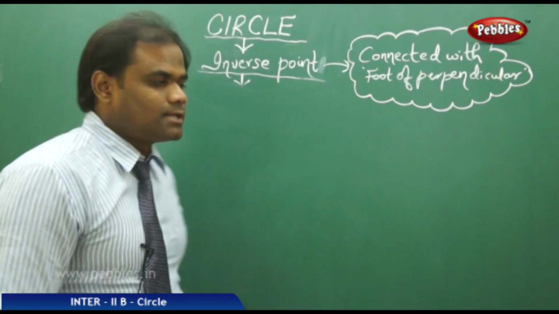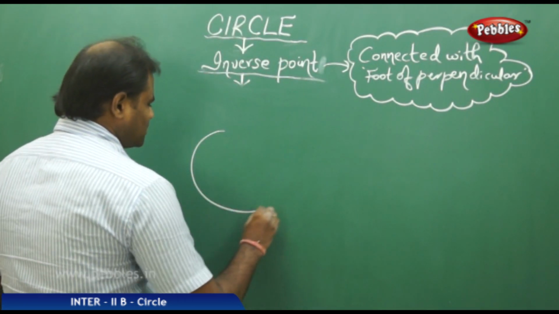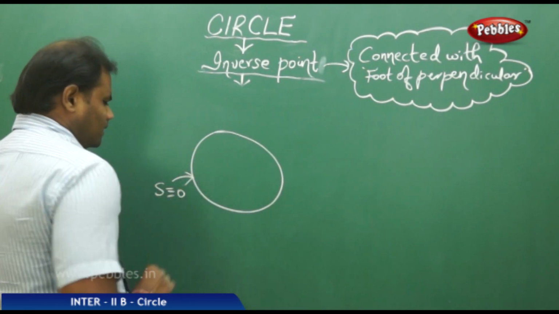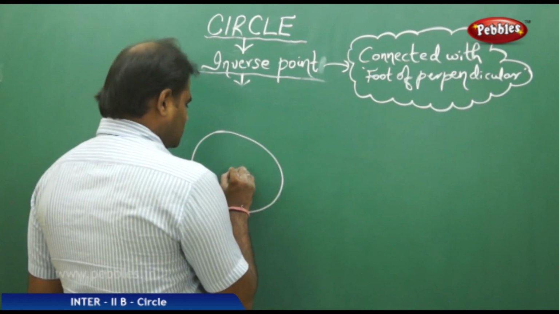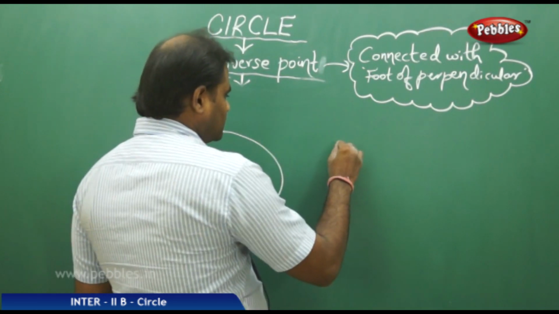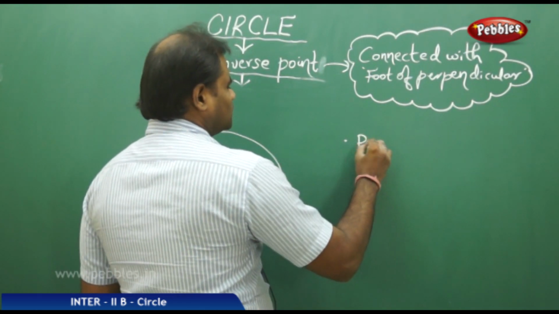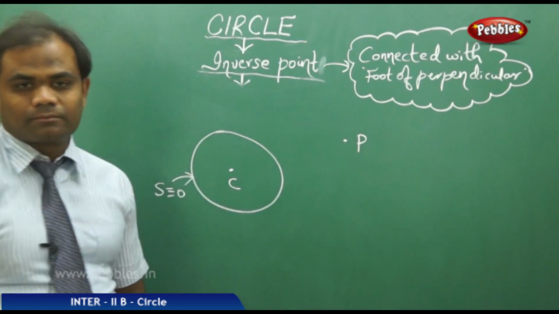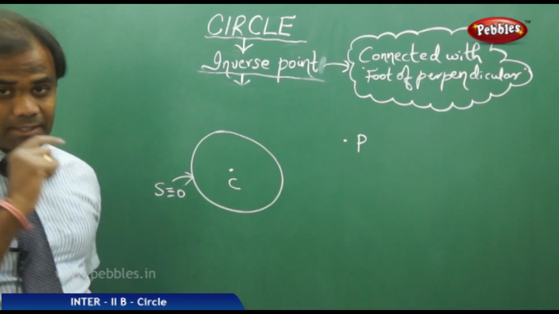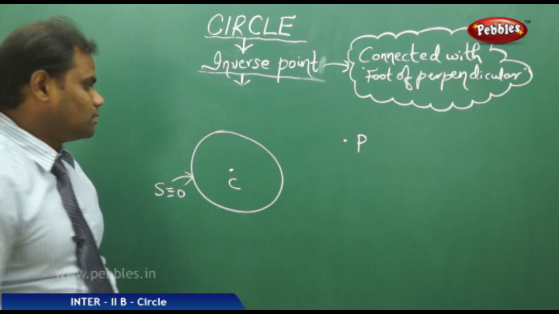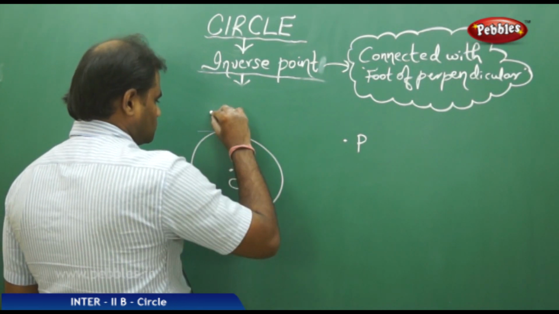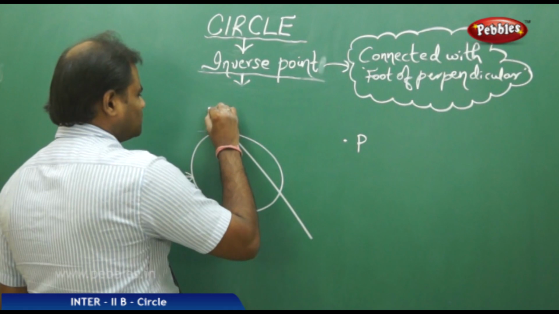Now say, for example, I have a circle S equal to 0 in its general form. Now let me take the center of the circle to be C. Now I have a point P out here whose inverse point I would like to find. So what would be the inverse point of P with respect to the circle S equal to 0? So here let me draw the polar of P somewhere passing through here.